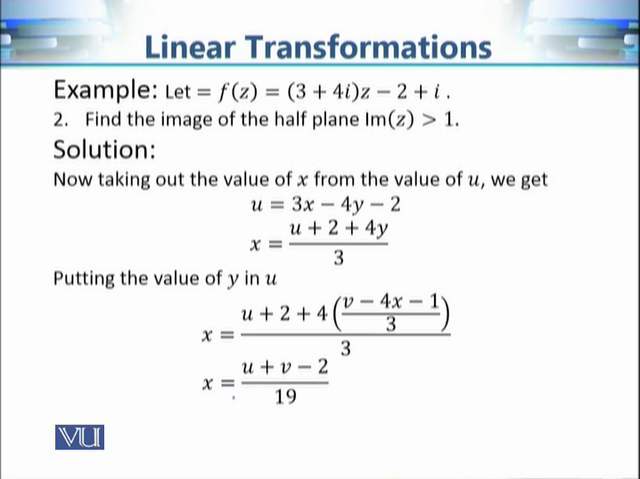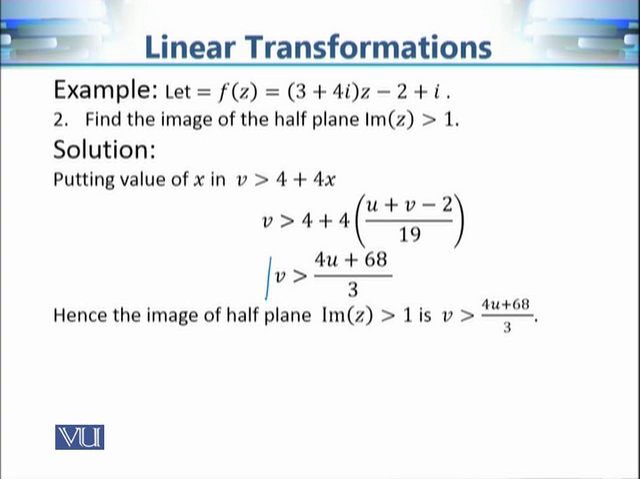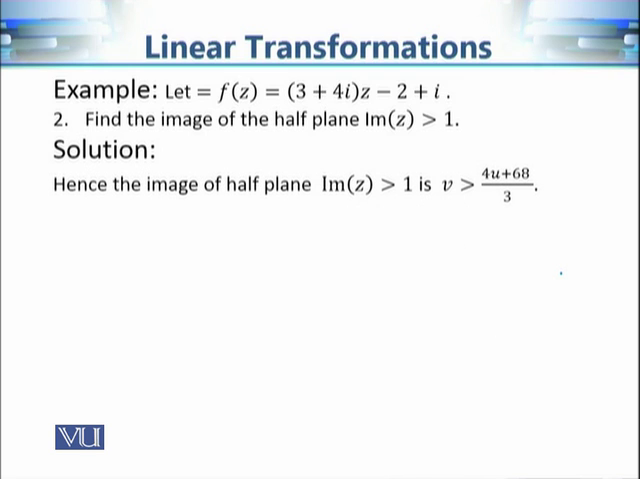And from here we can simplify it and we get the following value of x, which only involves u and v. And we can use this value of x in the expression v strictly greater than 4 plus 4x, and using this value of x we get an answer which only involves u and v. So here this inequality defines the image of this half plane in the w plane. Now, what does this inequality represent? Now, this inequality can be written in the following form.